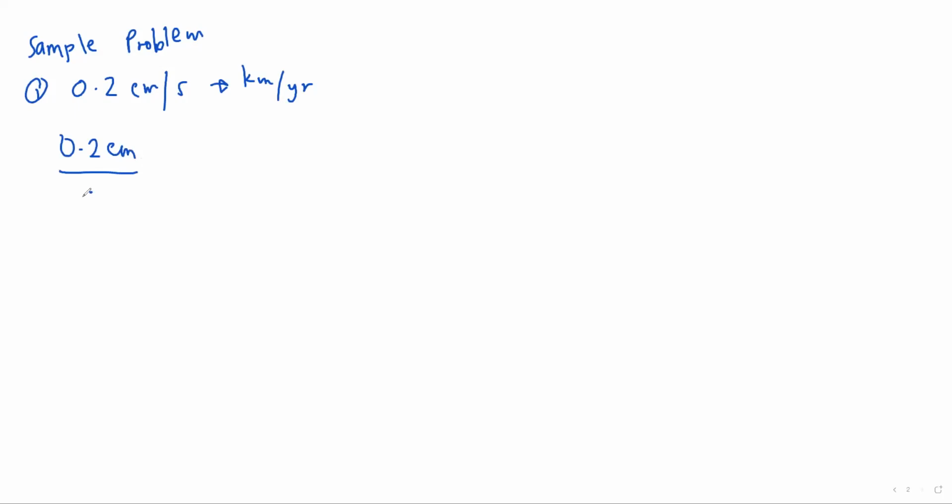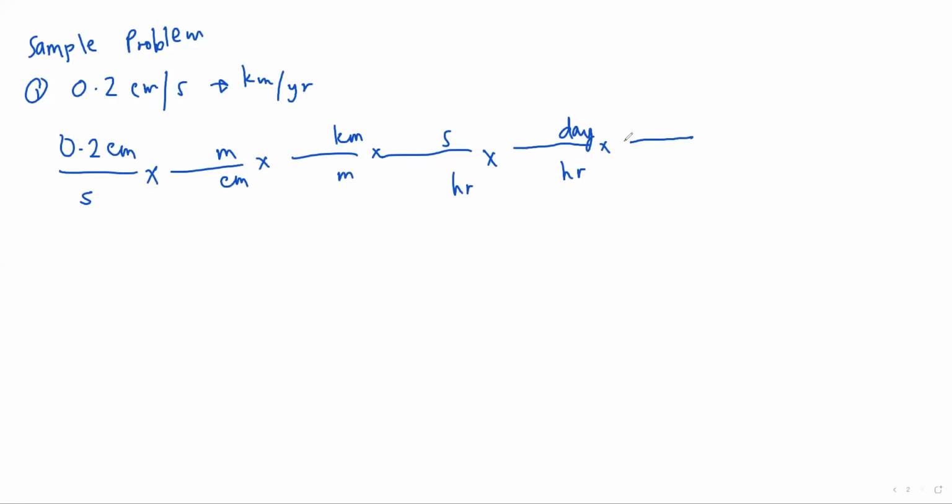0.2 centimeter per second multiplied by centimeter, meter, tapos meter, kilometer, diba? Tapos centimeter, hour, and then hour, day. Then, let's use na lang 365, okay, 365 days per year for the sake of this problem. Okay? So, 1 meter, 100, 1 kilometer, 1,000.